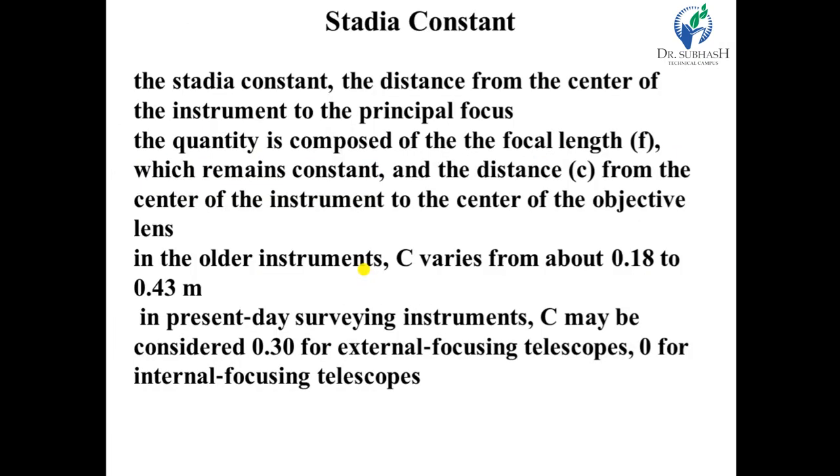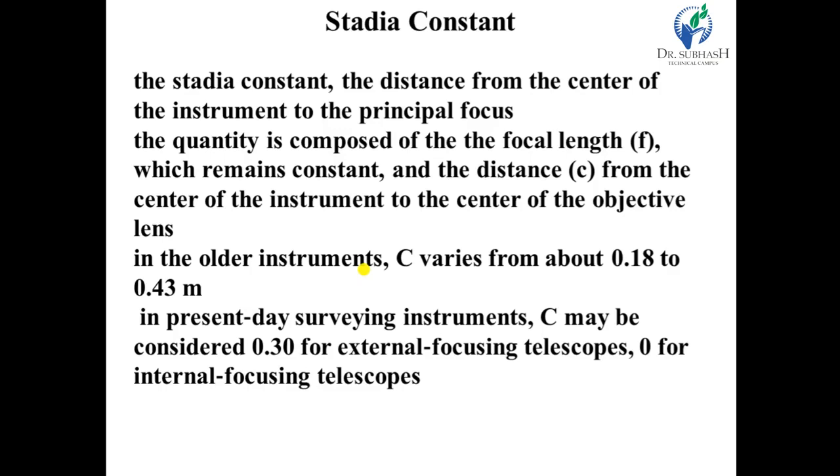Now, the stadia constant. It is the distance from the center of the instrument to the principal focus. The quantity is composed of the focal length f, which remains constant, and the distance c from the center of the instrument to the center of the objective lens. In the older instruments, c varies from about 0.18 to 0.43 meter.